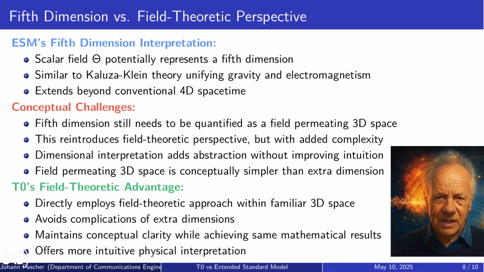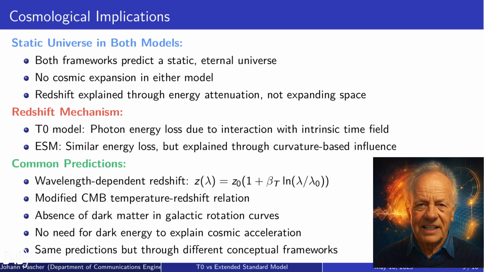The T0 model avoids these complications by directly employing a field-theoretic approach within the familiar three-dimensional spatial framework. This approach maintains conceptual clarity while achieving the same mathematical results. A field that permeates three-dimensional space is conceptually simpler than positing an extra spatial dimension, especially when both yield identical predictions. Both frameworks predict a static, eternal universe rather than an expanding one. This represents a significant departure from the standard lambda CDM cosmological model, which is based on an expanding universe.